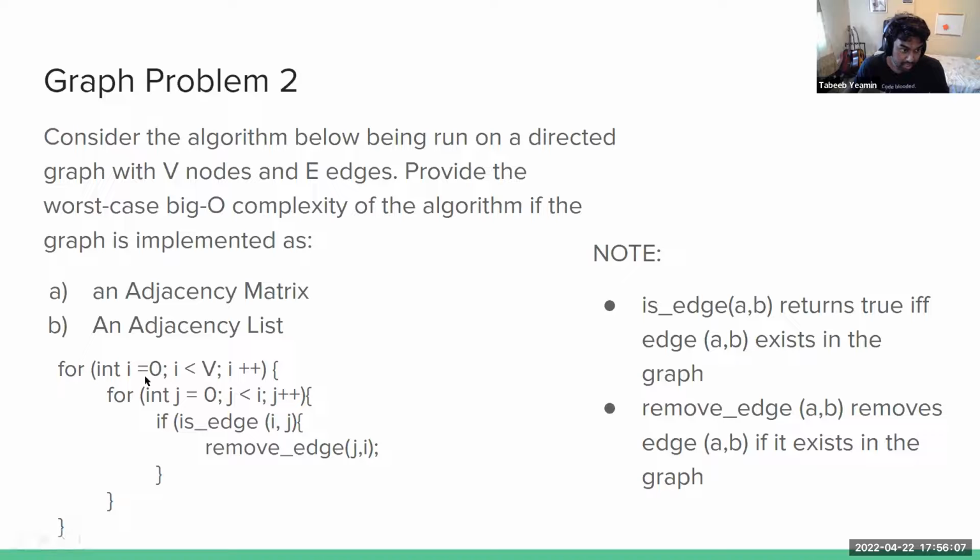So what this algorithm does is basically it goes through all the, so V is the number of nodes, E is the number of edges. So it goes through all the nodes, so I to V, and then J up to I, right? So I can go up to V, but J goes up to I, so which means J is going to be like 0, 1, 2, 3 up to V as well. Actually, V minus 1 technically.